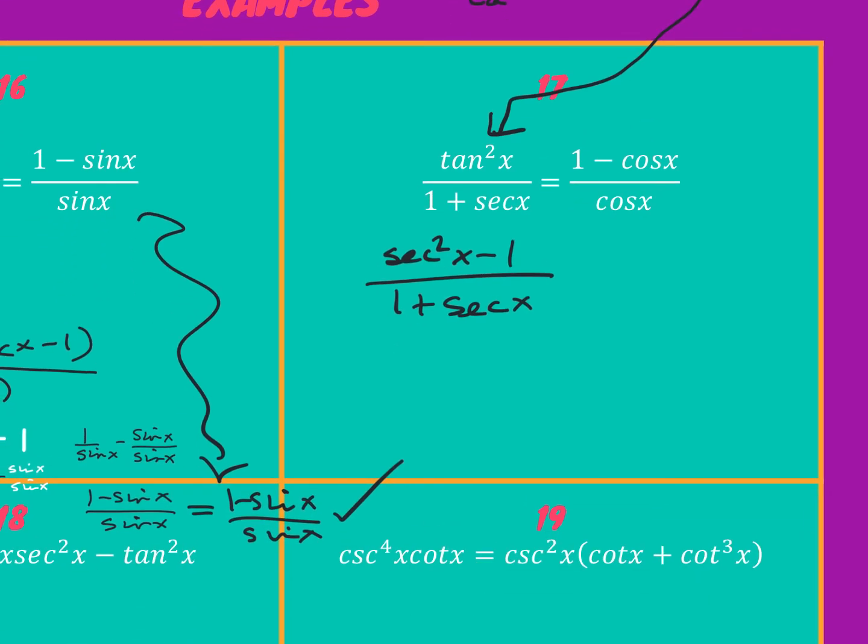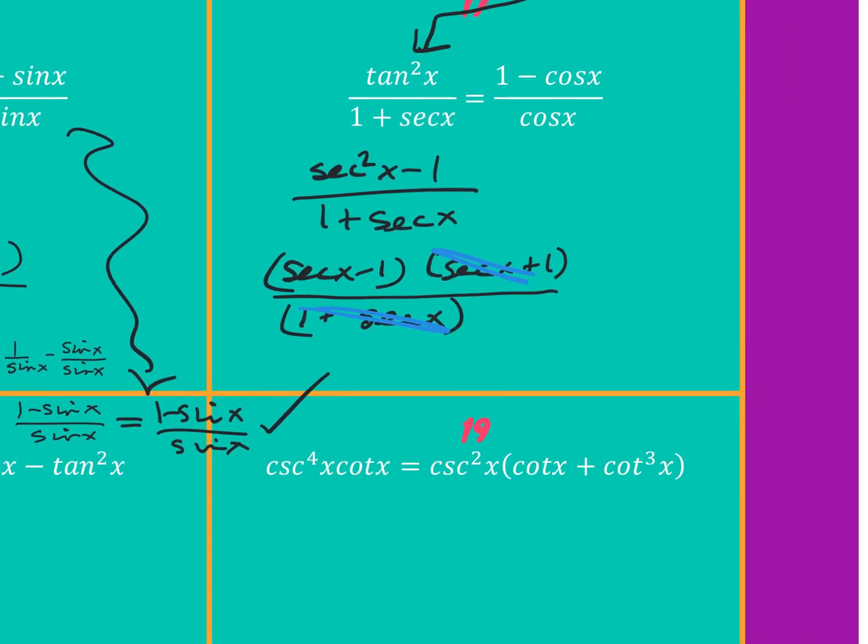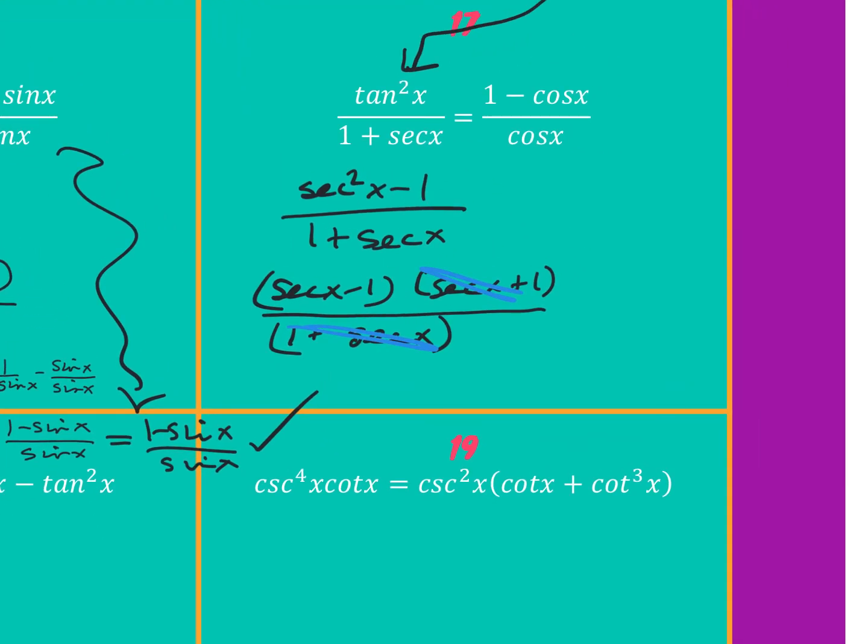I can factor it as a difference of two squares. So this becomes secant x minus 1 times secant x plus 1. I can simplify. This cancels. And now I'm left with secant x minus 1. Again, I'm trying to make it look like that right side. So again, let me put it into its reciprocal.